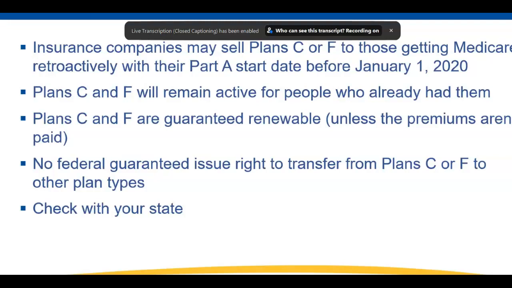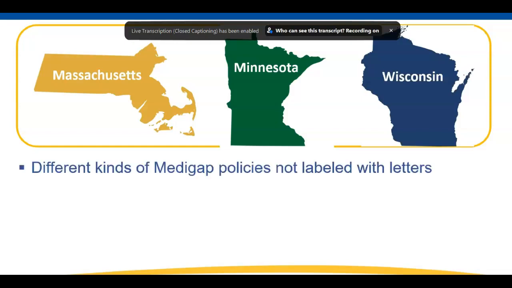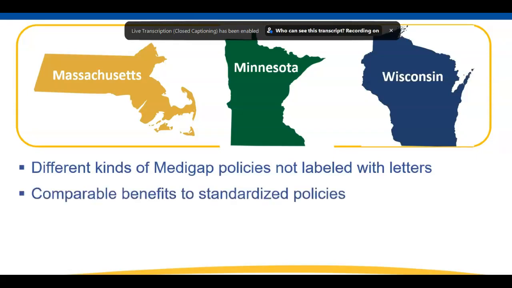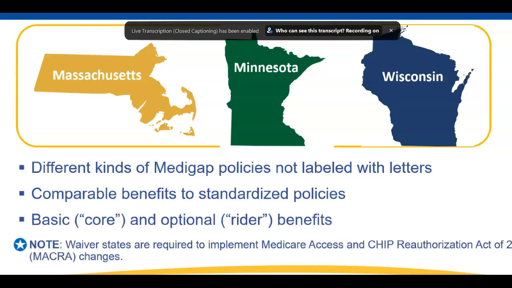Moving on to the next slide, please. So we talked about those waiver states. Again, there are 47 states that follow the plan policy type A through N. But then there are these three, Massachusetts, Minnesota, and Wisconsin, and they're called waiver states. It basically means that they provide different types of Medigap policies that aren't labeled with letters. They do provide comparable benefits, though. It's just packaged differently, with core coverage and optional riders and things like that.